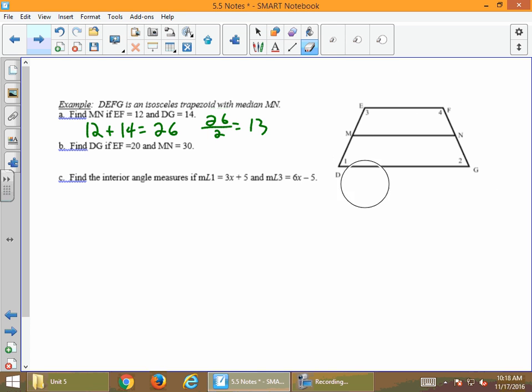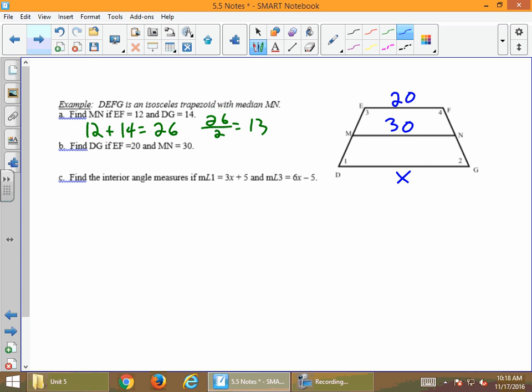So let's see here. All right. I'll go a different color here. EF is, oh no, I lied here. EF is 20, and then MN is 30. Uh-oh. We want to figure out what DG is. Figure out X.